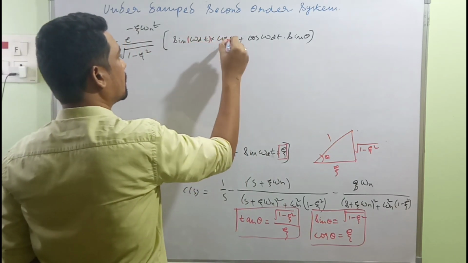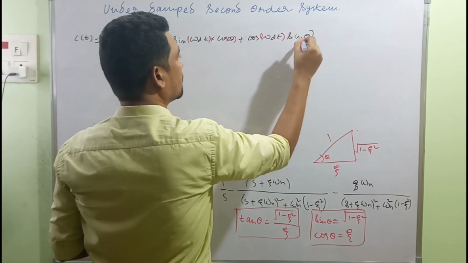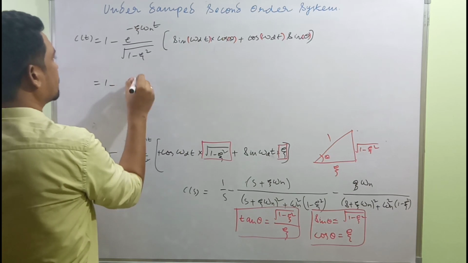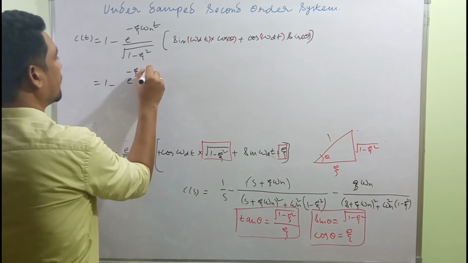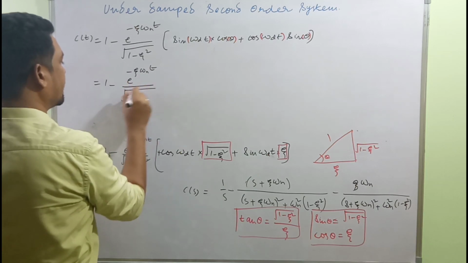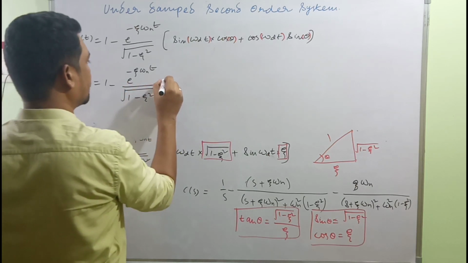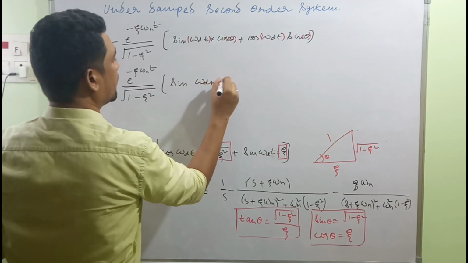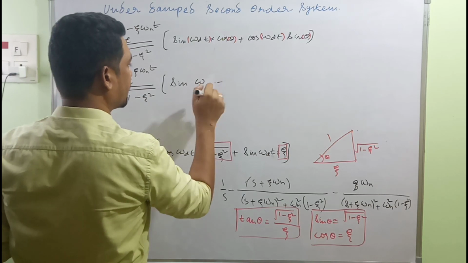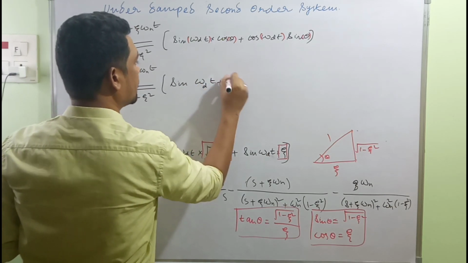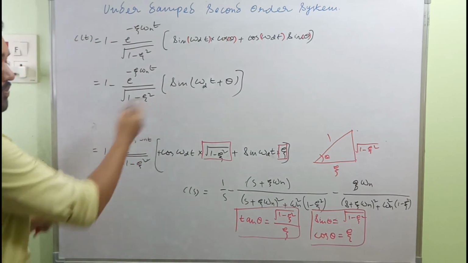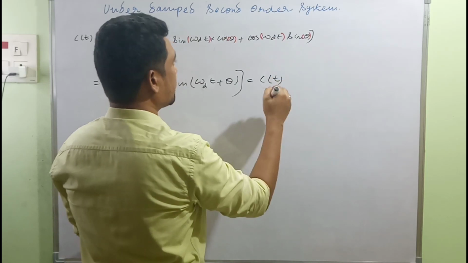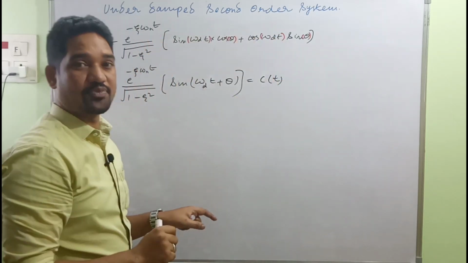Now can you see this? Sine A cos B plus cos A sine B, that could be reduced to c of t equal to 1 minus e raised to minus zeta omega n t upon under root 1 minus zeta square as it is. Now this could be reduced to sine of omega d t plus theta, omega d is the suffix over here, don't mind. Our final expression is c of t, the response of an underdamped second order system subjected to step input.